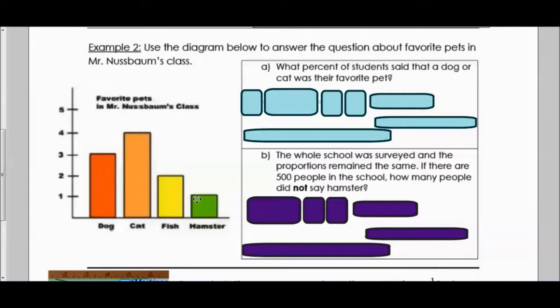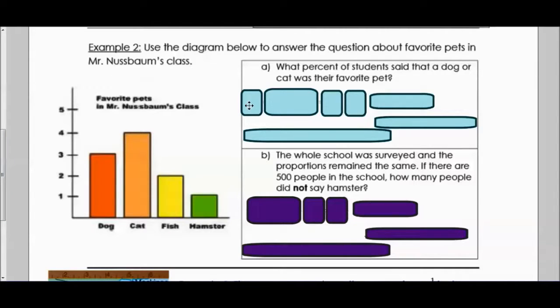So we want to figure out what percent of students said that a dog or a cat was their favorite pet. So we're talking about these 2 bars, dog or cat. That's 3 and 4 here. We're asked what percent of students. That might be trouble here. I don't see any percents.